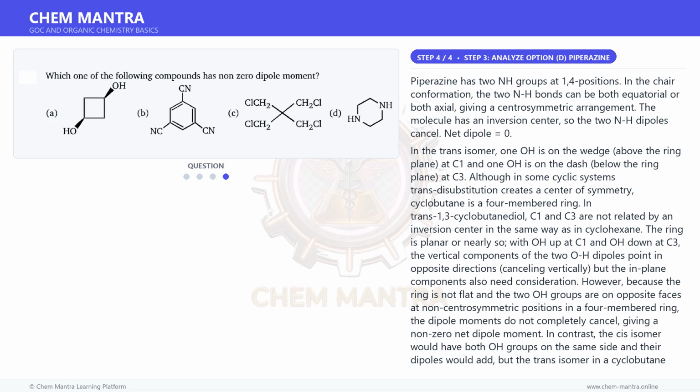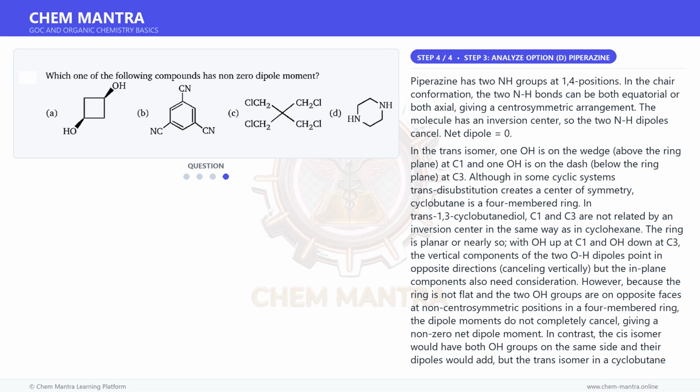The vertical components of the 2 OH dipoles point in opposite directions, cancelling vertically, but the in-plane components also need consideration. However, because the ring is not flat and the 2 OH groups are on opposite faces at non-centrosymmetric positions in a 4-membered ring, the dipole moments do not completely cancel, giving a non-zero net dipole moment.